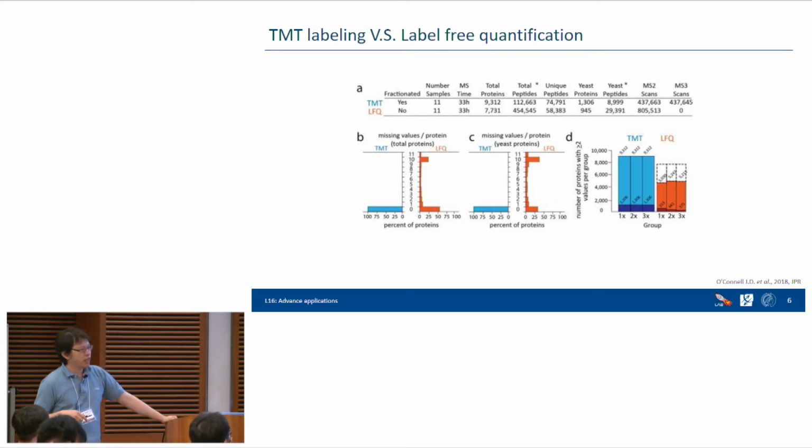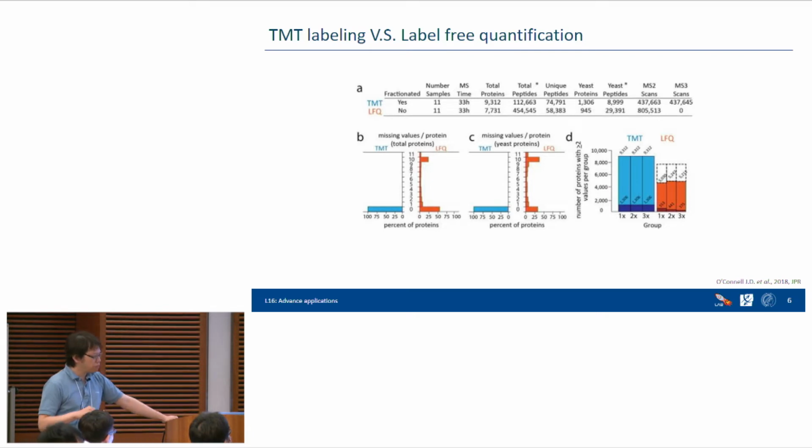So what is the advantage of it? You can see this is the same mass, but after fragmentation, the reporter ion is different for each of these channels. Based on this, we can do quantification or identification for multiple samples. For example, this is 10-plex, so we can do identifications for 10 samples at once.